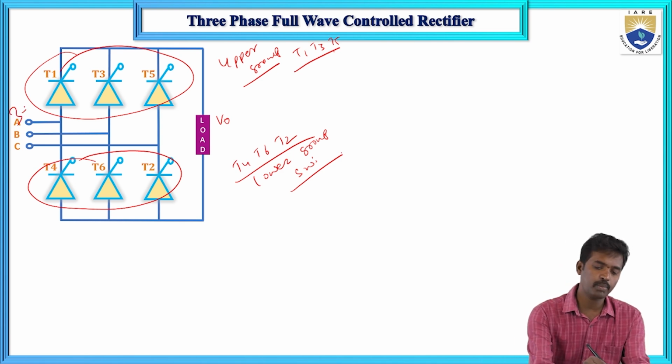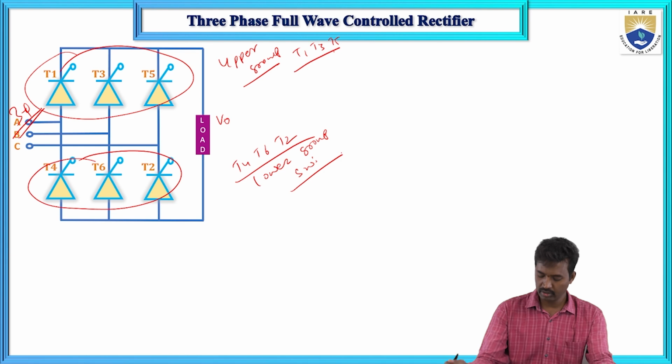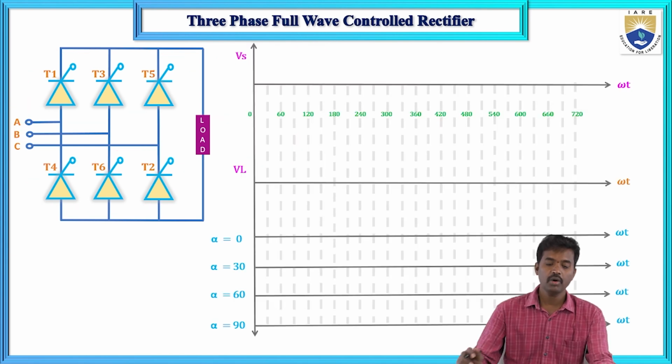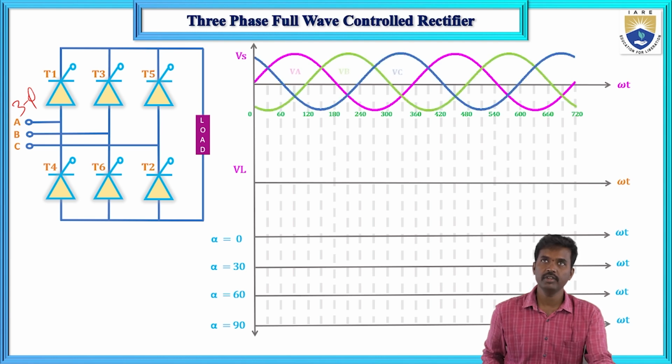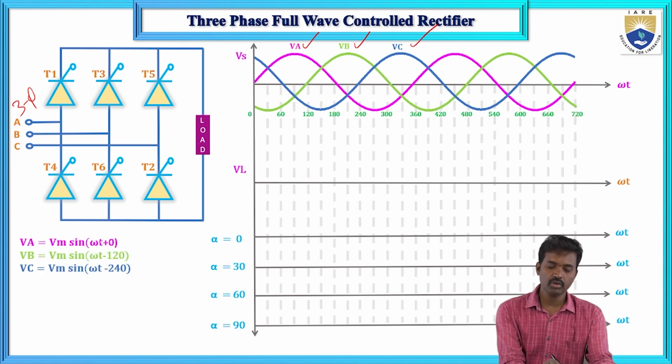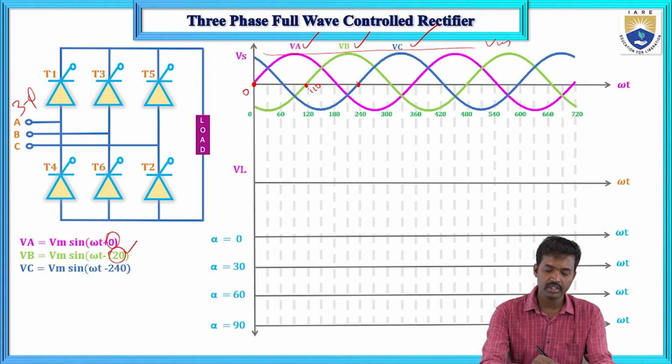Here we are giving a three-phase supply, with phase voltages VA, VB and VC. The notation is VA equals Vm sin omega t, where Vm is the maximum voltage, and VB equals Vm sin(omega t minus 120). VA starts at 0, VB starts at minus 120, and VC starts at minus 240. This is the case for the phase voltages.